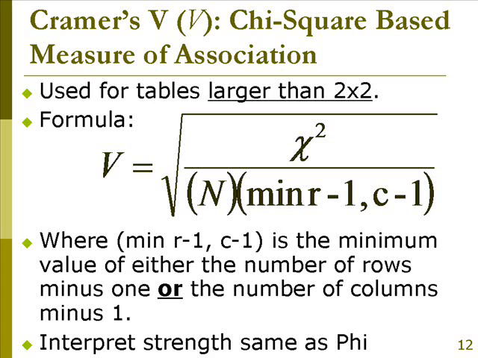Cramer's V is the chi-squared based measure of association that we use when we have tables that are larger than 2 by 2. Now, as you can see from the formula, this is something that SPSS will do for you. I'm just putting it there to give you a taste of where this measure is coming from. Cramer's V is basically just the chi-squared value that you get divided by the number of cases. Then you multiply that by the minimum value of either the number of rows minus 1 or the number of columns minus 1. Now, with Cramer's V, we interpret the strength the same way that you interpret the strength of phi, and that's just what we saw in a few slides before.